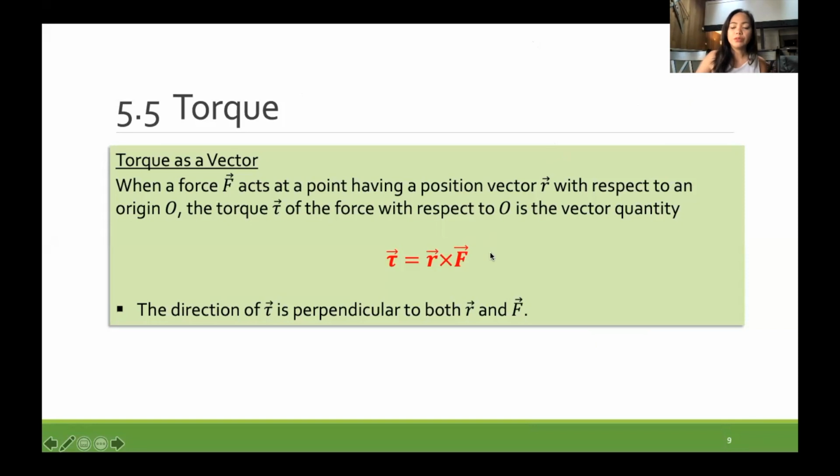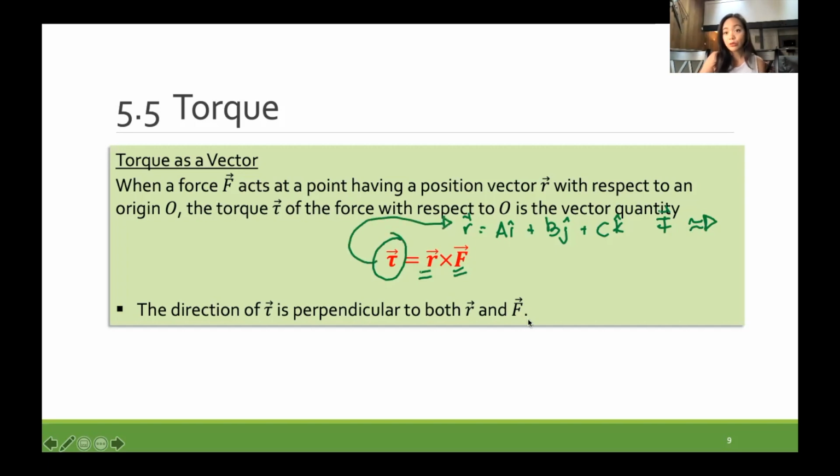Now, what if you are given vectors, a position vector and a vector form of force? When I say vector, it is written in i hat, j hat, and k hat. So let's say your R is in that form, your F is also in that form. Therefore, you will be solving torque. Your resultant will also be in vector form. Now, if that is the case, you will use this formula. The vector of the torque is equal to the position vector cross product with the force vector.